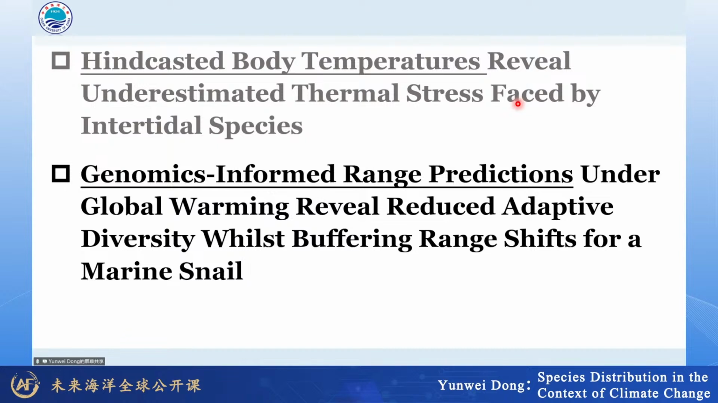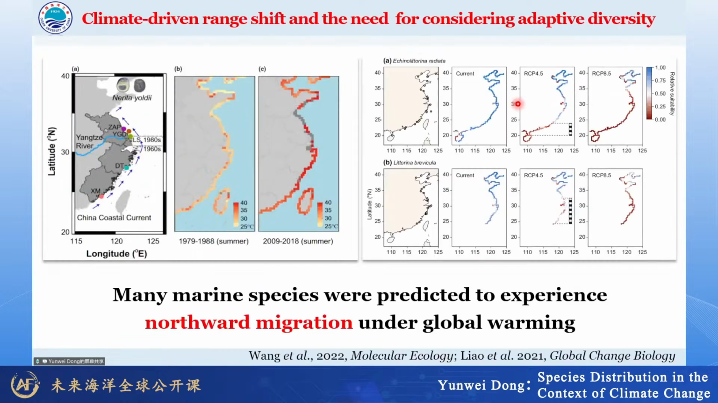We need to have this data. So now I will very briefly introduce our other work: how can we put the physiology and genetic traits into the species distribution model? Many species were predicted to experience northward migration under global warming. One very good case study along the China coastline is Nerita, a gastropod. In the last 40 years, this species has moved northward gradually.